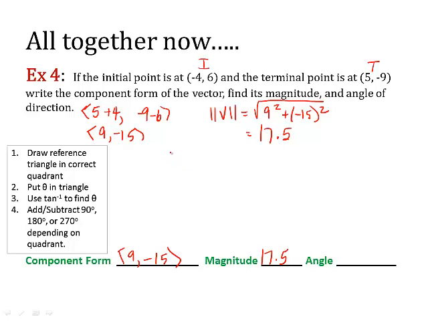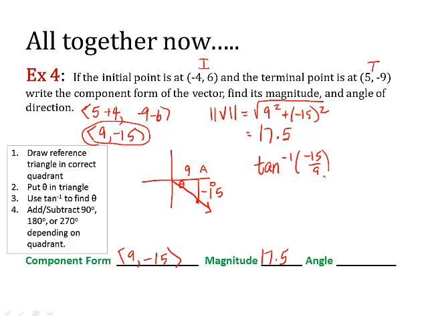And then the angle. So I draw my reference triangle using component form right here. So it's a positive x and a negative y down here. So my vector looks like this. There's my reference triangle. The horizontal component is 9. The vertical component is negative 15. Theta is always from the origin. So I need to find the inverse tangent of opposite over adjacent. Remember this? Negative 15 over 9.